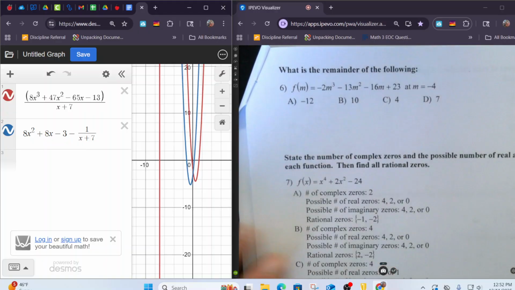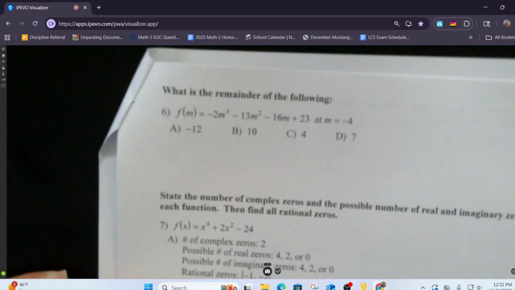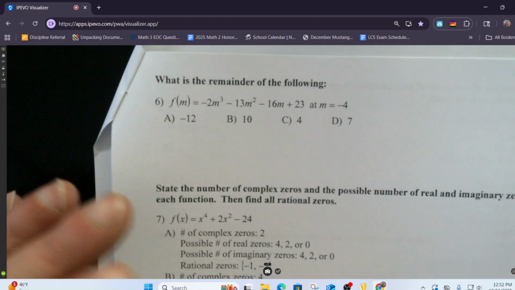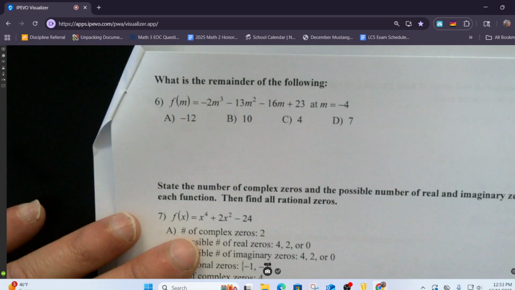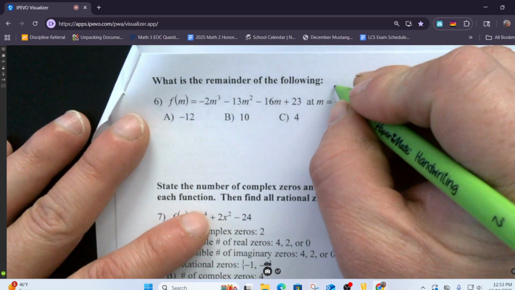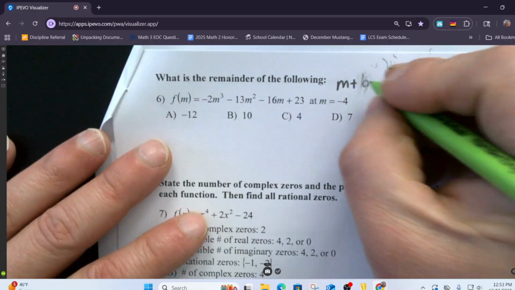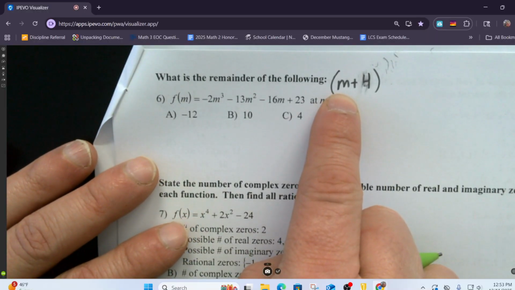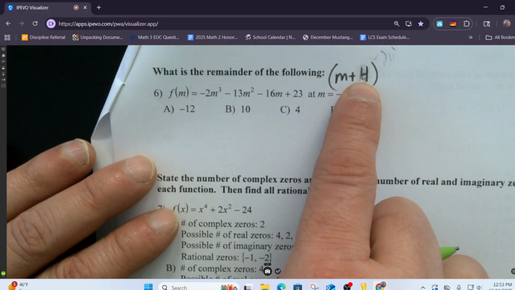This is a very easy problem. They may ask you this problem two ways, all right? What is the remainder of the following? Does anybody remember how to find the remainder of a polynomial? There might be two ways. It may show you this: what is the remainder when this polynomial is divided by m plus 4? They may ask you that way.